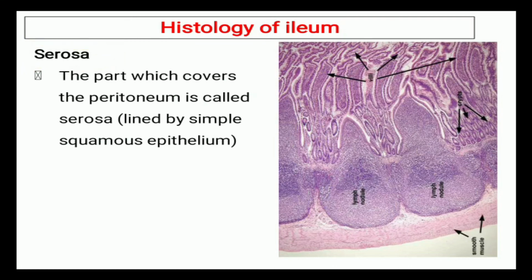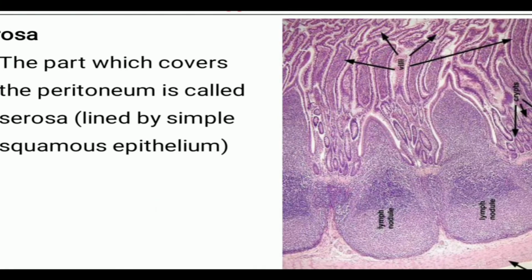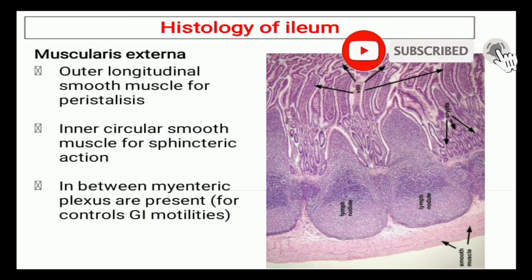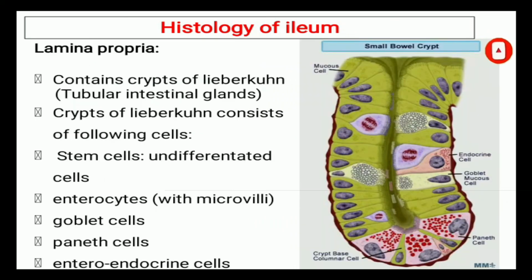The part which covers the peritoneum is called serosa, and it is lined by simple squamous epithelium. So guys, this is all about the histology of the ileum, and this completes the histology of the small intestine.